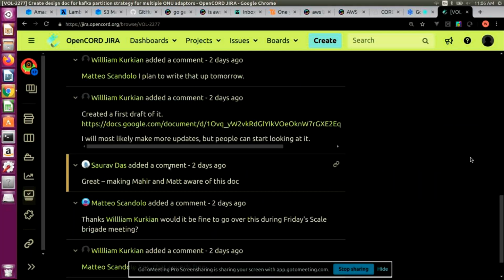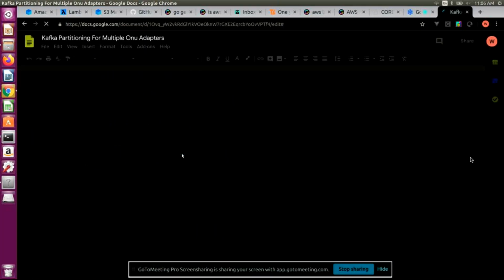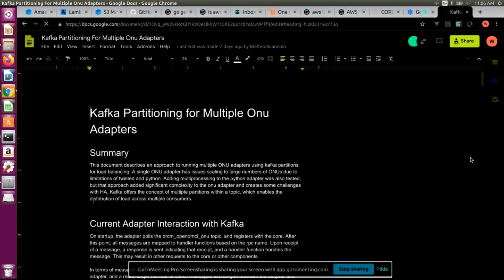So I'm just going through the document. It's up. All right, as you all know, one way we looked at to scale up the ONU adapter to deal with performance issues is to run multiple of them and have them load balanced across different Kafka partitions. The basic idea, and anyone stop me if you have any questions, is that when you run Kafka, for a given topic, you can allocate a number of partitions, which is a destination on that topic for a message to arrive at.